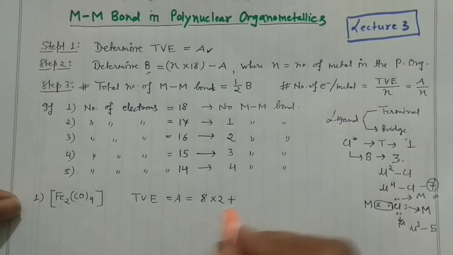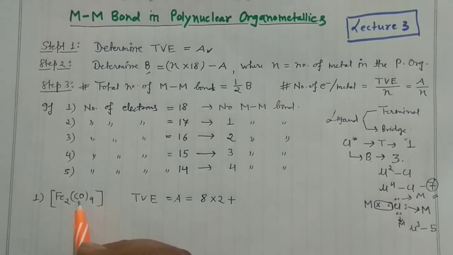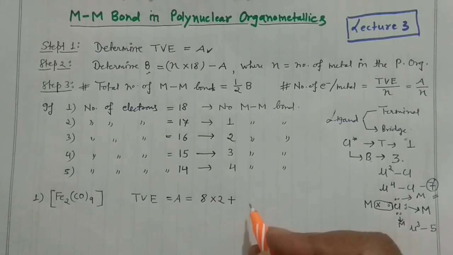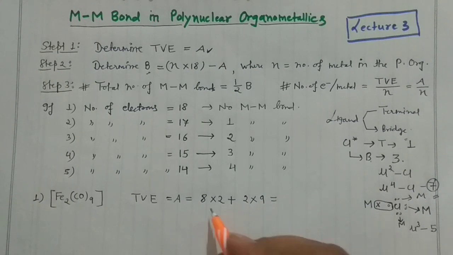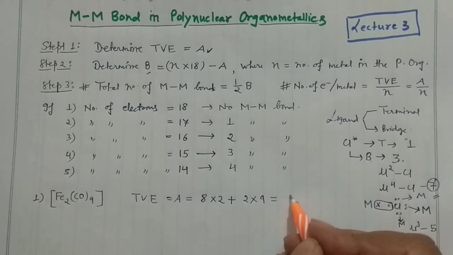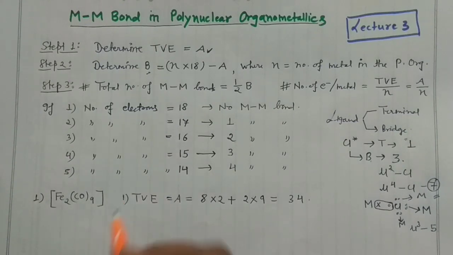Okay, and this carbonyl is a neutral ligand, and it will always give you a pair of electrons. That means 2 electrons would be provided by each carbonyl, as I have explained in my last class. So 2 into 9. If you add 16 and 18, this will give you 34. Okay, so this is step number 1 which you have done.